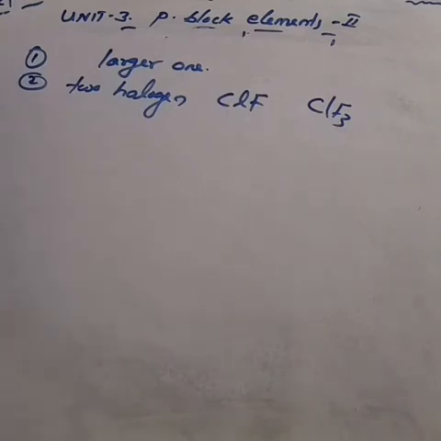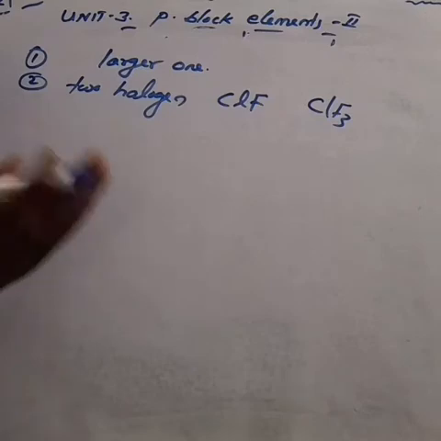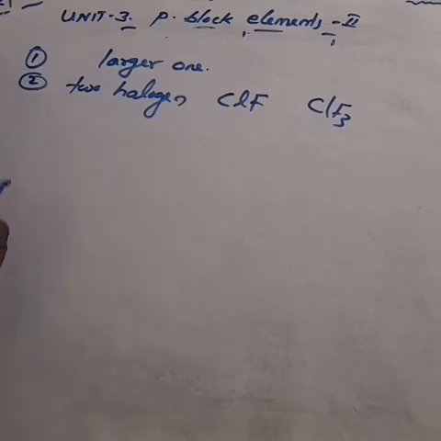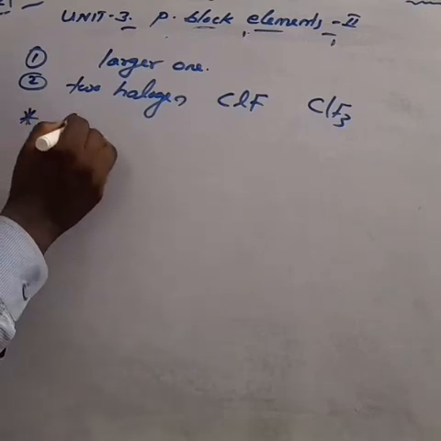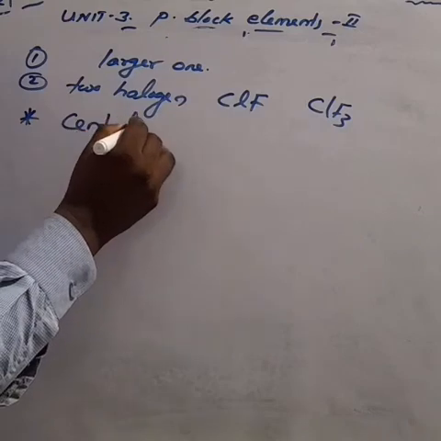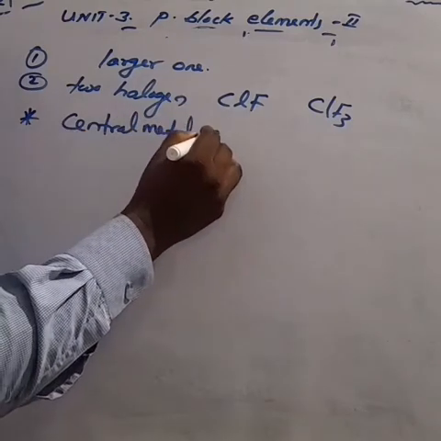Next one: fluorine cannot act as a central atom, being the smallest one, because fluorine has the lowest atomic number compared to the other halogens. So fluorine cannot act as the central atom. Okay.